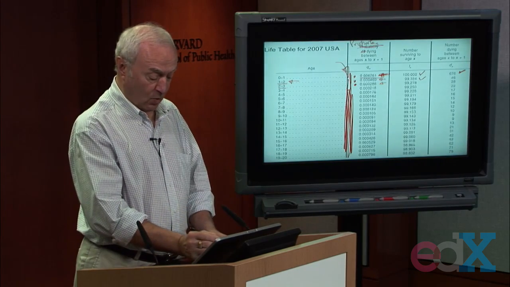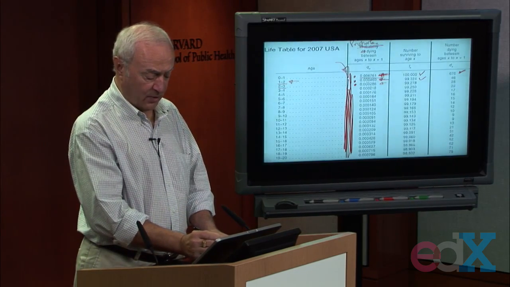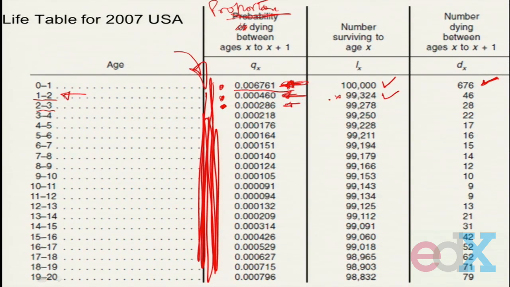Let me look at this proportion of those that are going to die. The 0.000460 times this will tell me how many of those kids will die in the following year, and that gives me 46. Subtract 46 from 99,324 gives me 99,278. How many of those are going to die in the subsequent year? I multiply by 0.000286 and I get 28. Subtract that from 99,278 and I get 99,250, and so on. And I keep on doing this, boom, boom, boom, boom. So I'm creating a fictional cohort and applying today's age-specific mortalities to that.